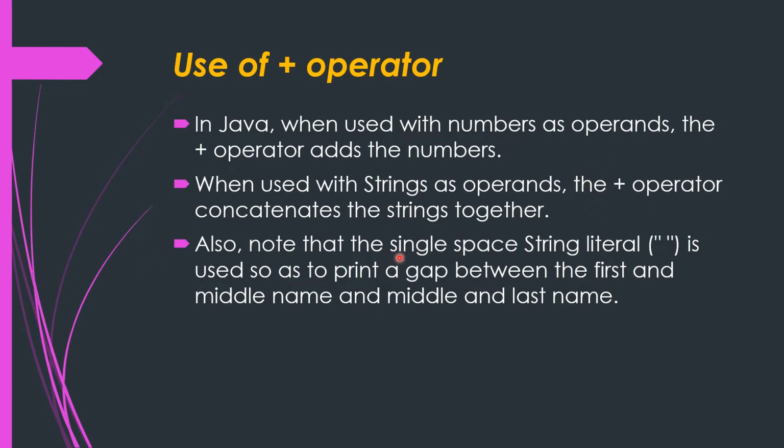Also note that the single space string literal is used to print a gap between the first and middle name, and the middle and last name. As I just told you, we had put double quotes with a gap between them to print a gap. So basically we call this a single space string literal. Here we have given a single space, and these are string literals.